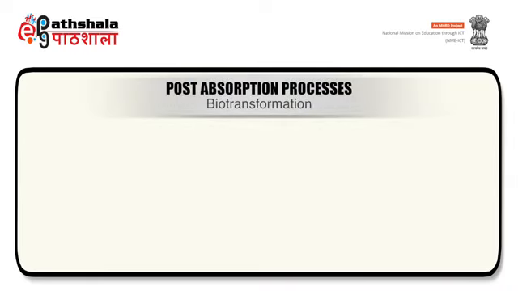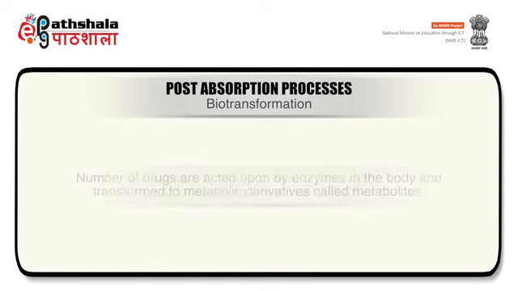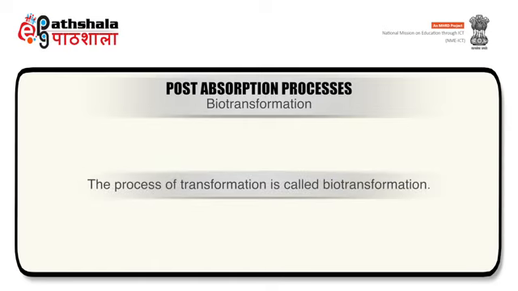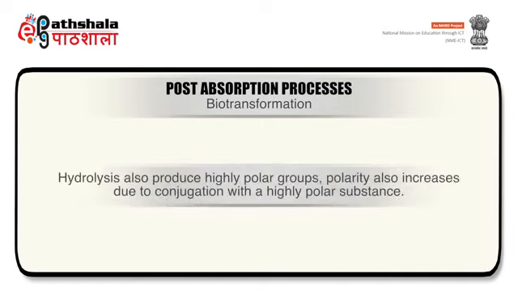Students, now we discuss the next post-absorption process, biotransformation. A number of drugs are acted upon by enzymes in the body and transformed to metabolic derivatives called metabolites. The process of transformation is called biotransformation. Metabolites are generally more polar and less lipid soluble in comparison to parent drug because of the entry of oxygen into the molecule. Hydrolysis also produces highly polar groups. Polarity also increases due to the conjugation with a highly polar substance.